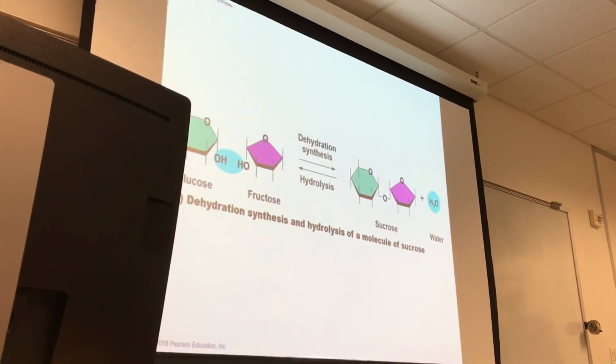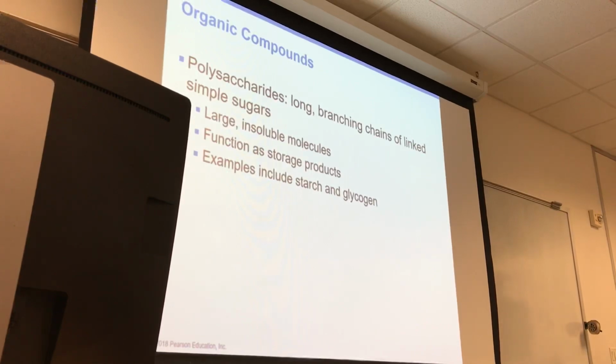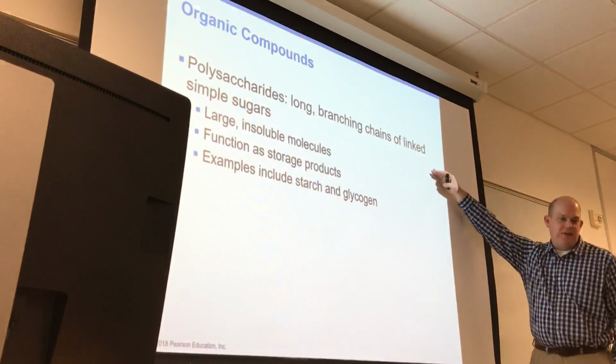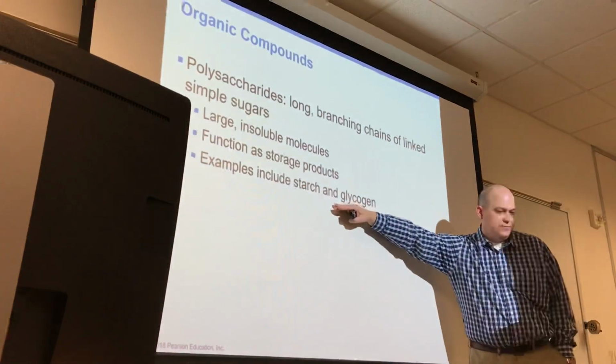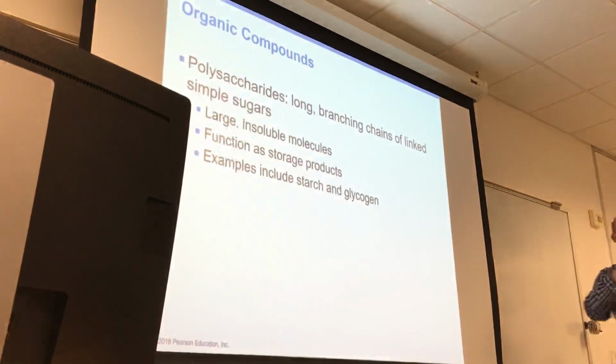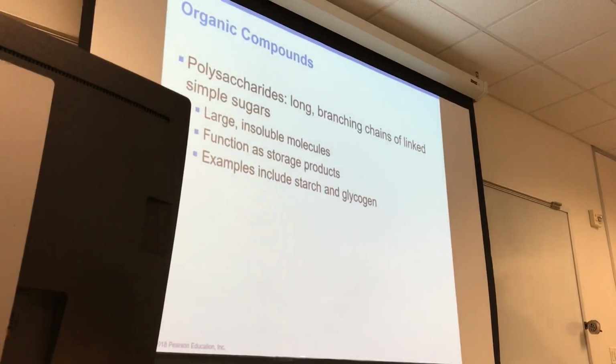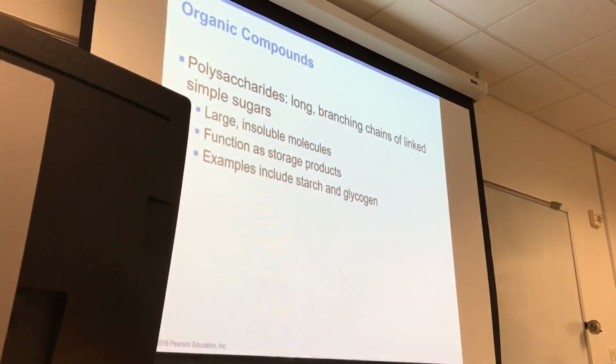And a polysaccharide is going to be a long chain. The most important polysaccharide of the body is glycogen. You'll hear me mention glycogen a bunch throughout the semester. Glycogen is the stored form of glucose.